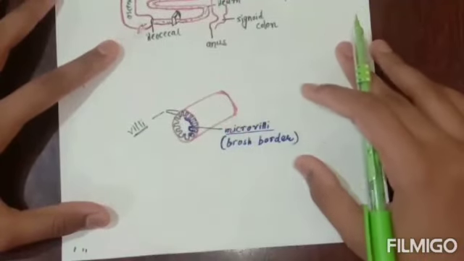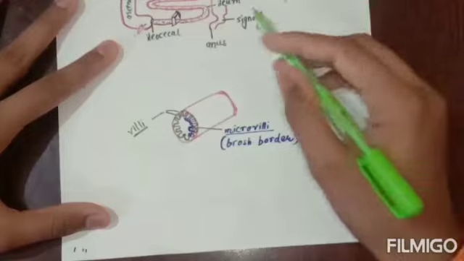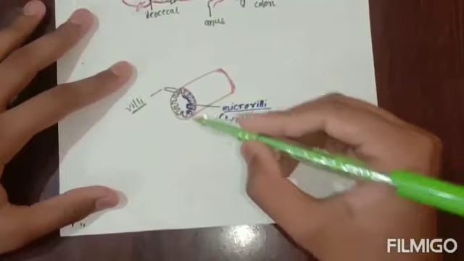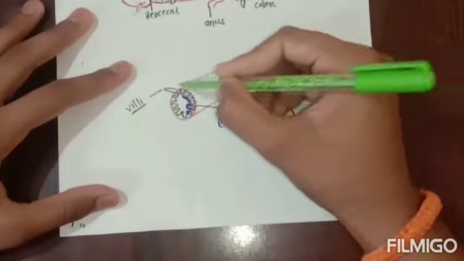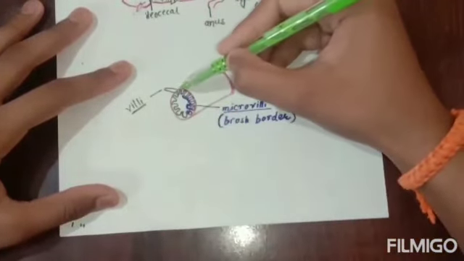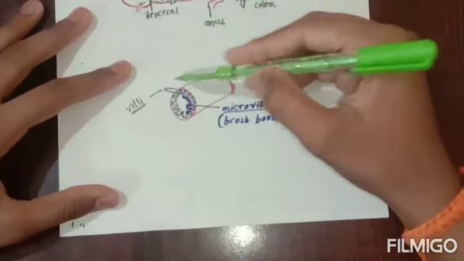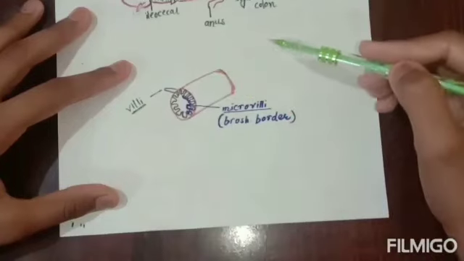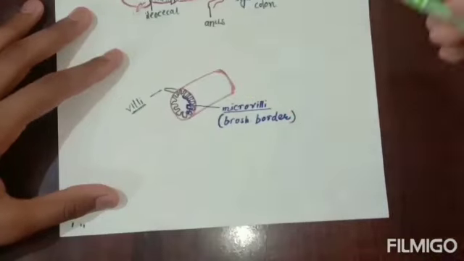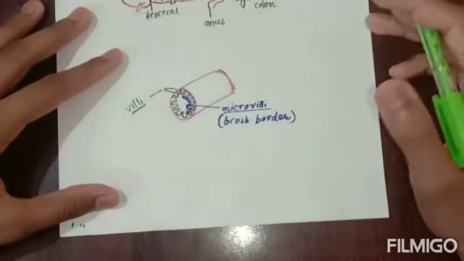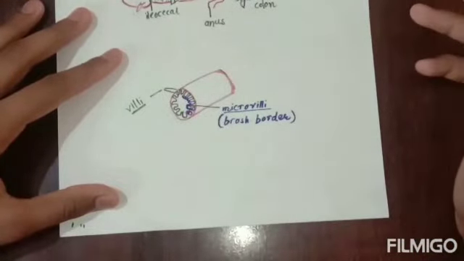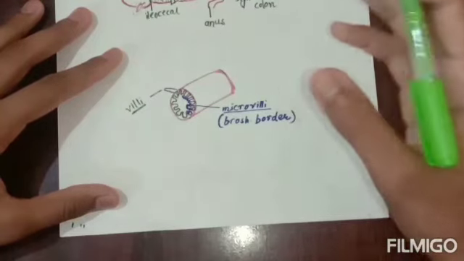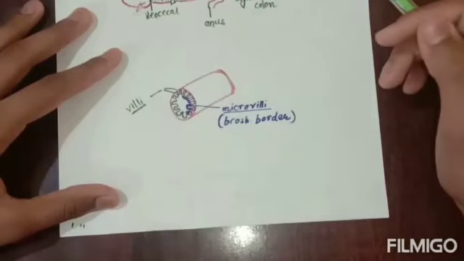Now, if we take the cross section of the small intestine, we would find that there are small hair-like projections. We call them villi, and in the singular we can term it villus. What is their main function? Their main function is to increase the surface area for the absorption of all nutrients, all macronutrients, which include carbs, fats and proteins, etc., in the small intestine.